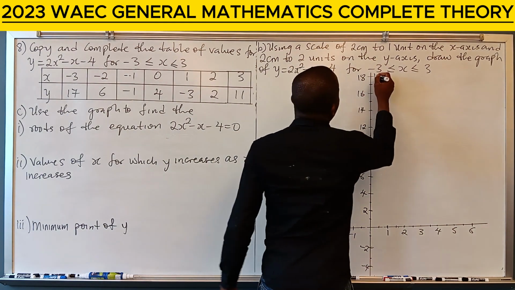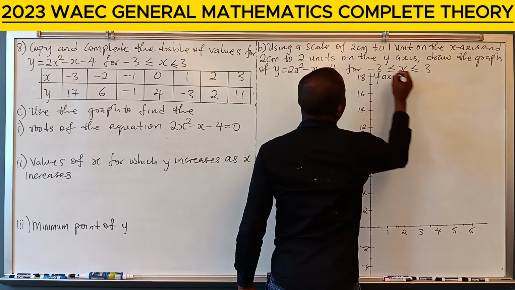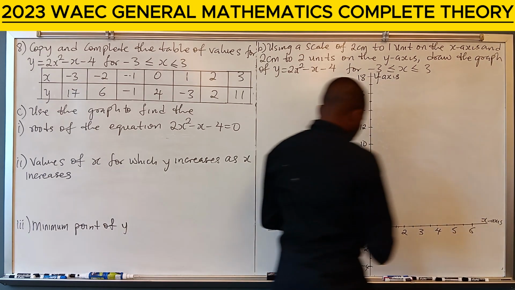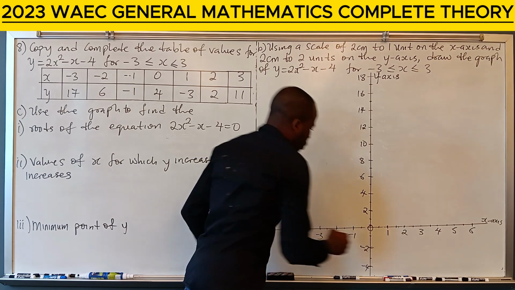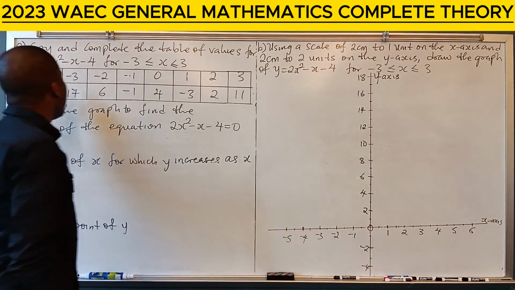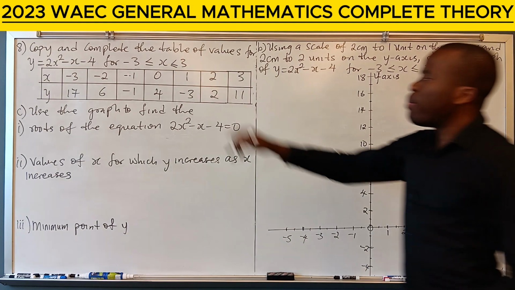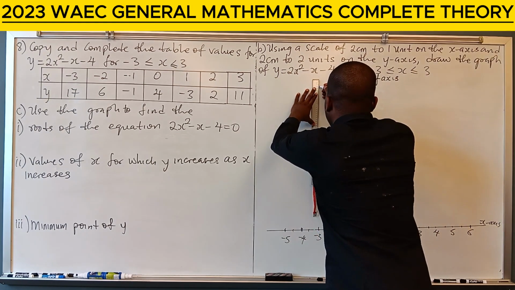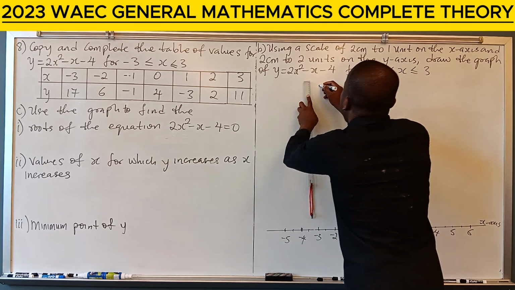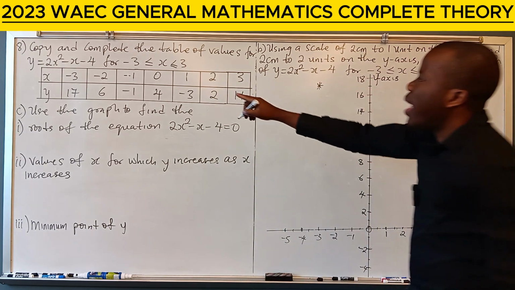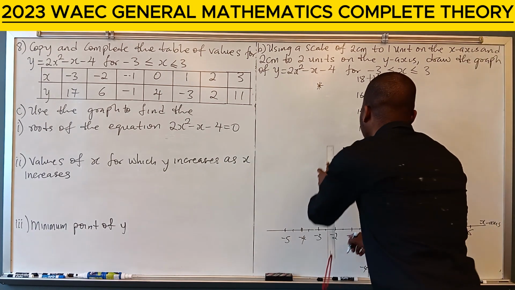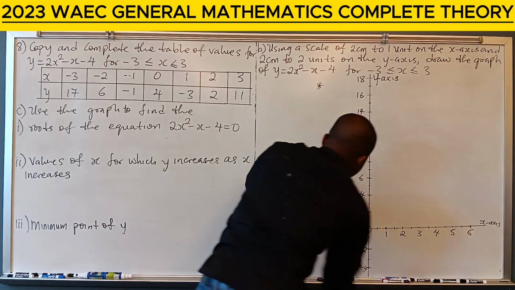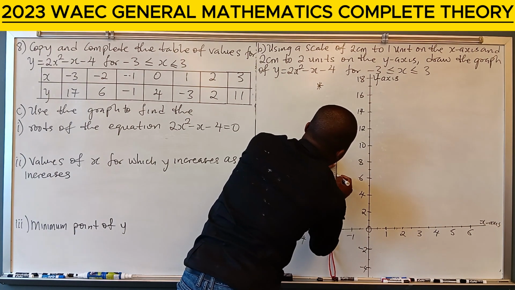So this is our y-axis. This is our x-axis. And this is our origin, 0. Now, from the table, when x is minus 3, y is 17. So if we trace it, this will be here. X minus 2, y 6. So this is here.